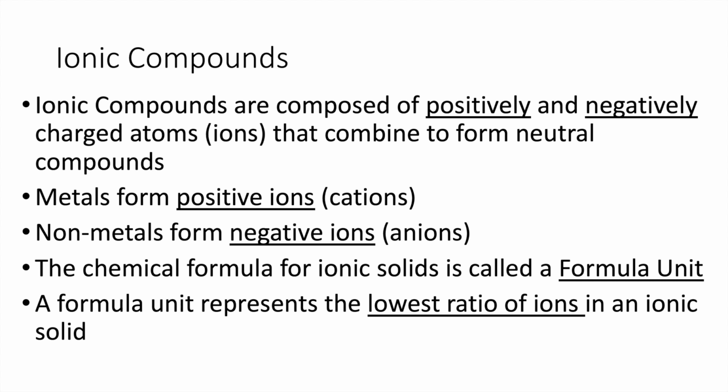The chemical formula for an ionic compound is called a formula unit. And that's because a formula unit represents the lowest ratio of ions in an ionic solid. So typically, when you have an ionic crystal, there's a large number of positive and negative ions surrounding each other. The formula unit just tells you what the lowest ratio of all those ions is. So is the lowest ratio 1 to 1? Is it 2 to 1? Etc.